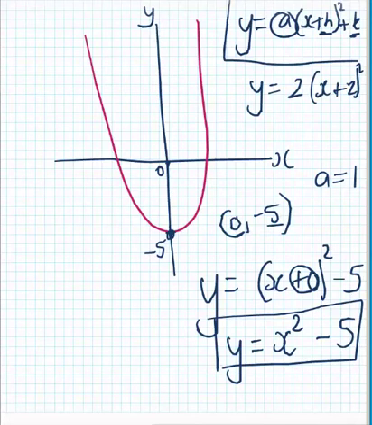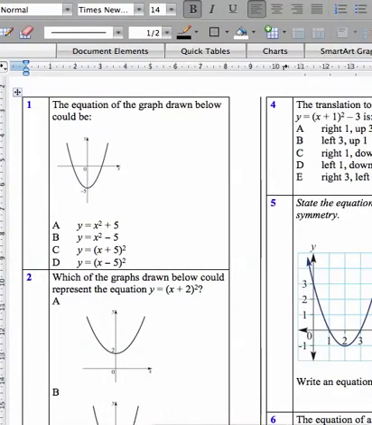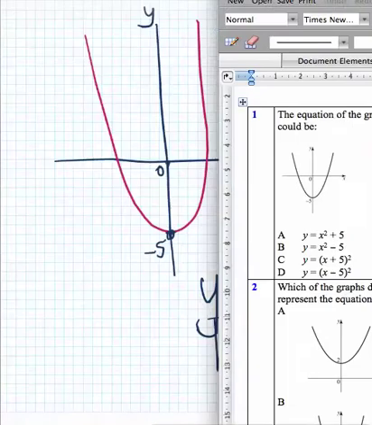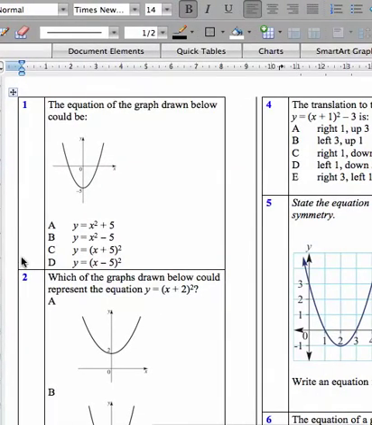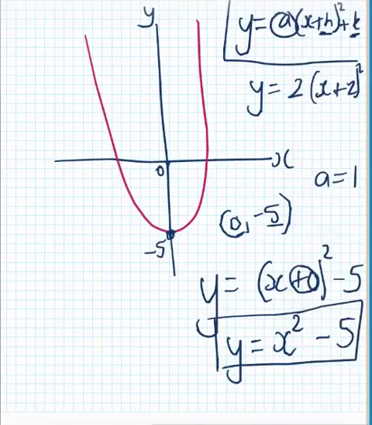Okay, so if we have a look at our options for the multiple choice, you notice that it is B. So x squared minus 5. And you notice that over here they've got a -5 in the brackets, but be careful, that -5 in the brackets refers to the x value of the turning point. And we can see the x value of this turning point is 0.